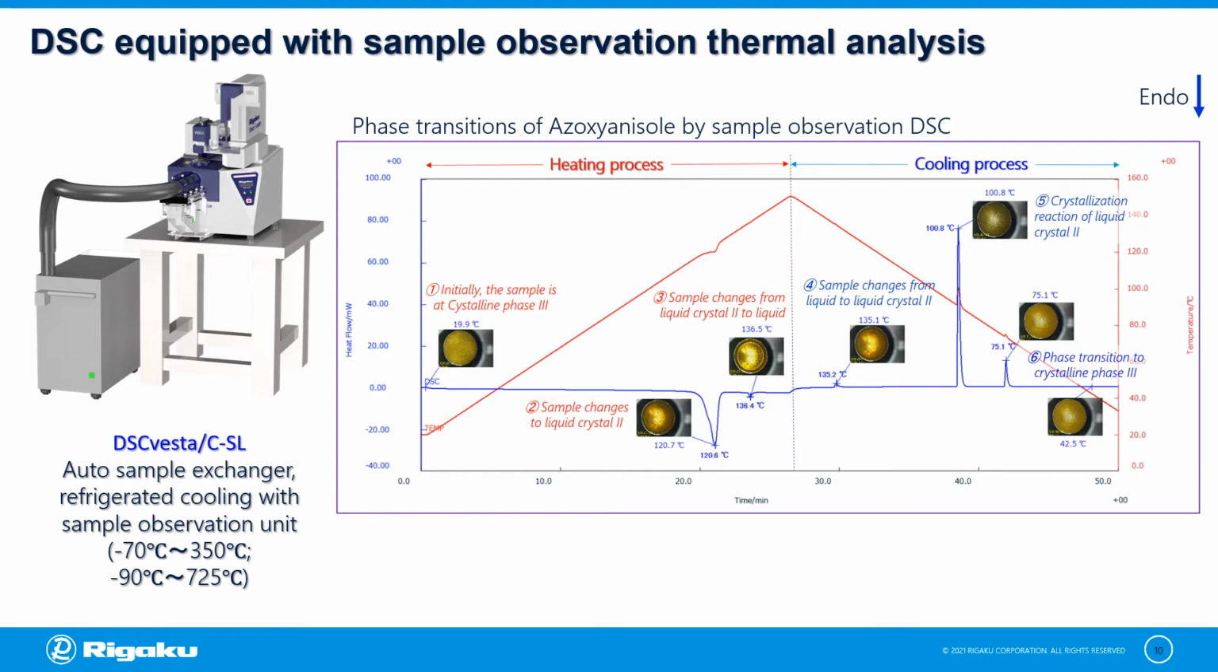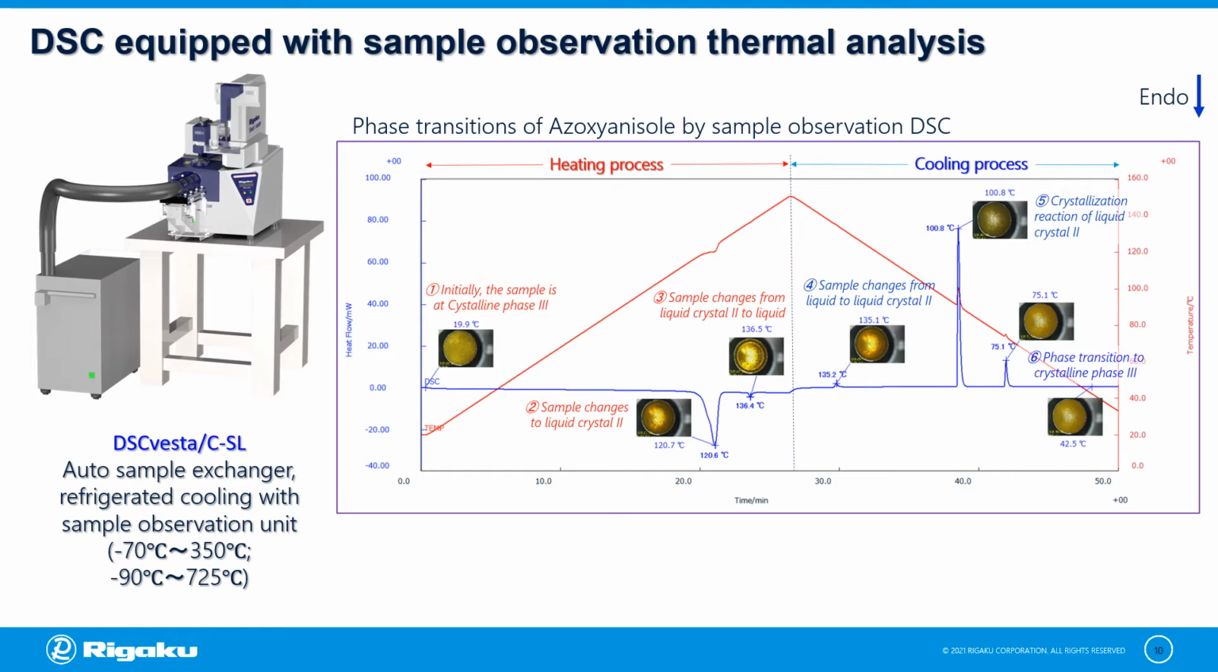Here is an application showing the phase transition of azoxyanisole by sample observation DSC. This was measured from room temperature up to 150 degrees centigrade and cooled down back to room temperature. As the temperature changes, notice a change in color as the material goes through phase transitions.